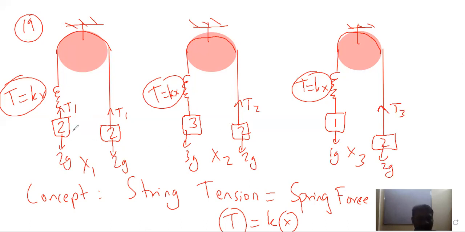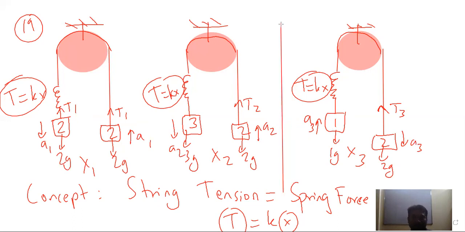So let us consider the acceleration in each case. Let us consider this acceleration as A in upward direction. So this will have acceleration A in downward direction, A1. So this has acceleration A2, this has acceleration A2. This has acceleration A3, this has acceleration A3. So these are the three cases which we have here. So let us try to find the value of tension force.